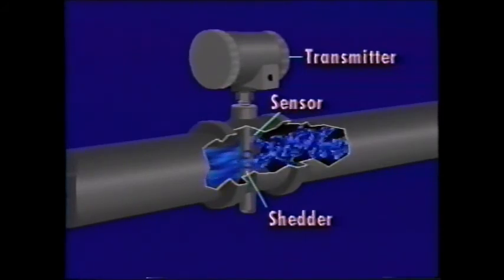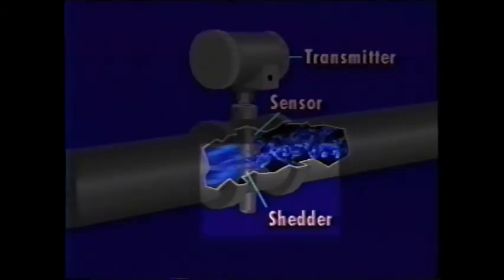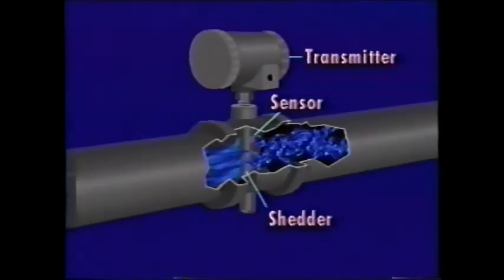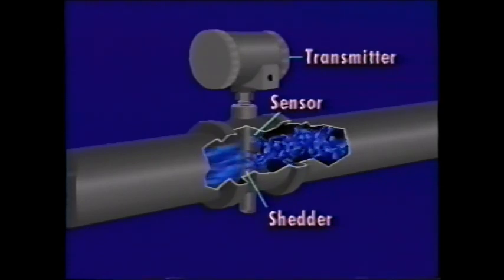This flow meter is called a vortex shedder. It consists of a blunt, flat-faced body called a shedder, a sensor, and a transmitter. As fluid flows past the shedder, it swirls, causing alternating vortices downstream. The sensor measures the frequency of the vortices. This measurement, processed and amplified by the transmitter, is proportional to fluid velocity and flow.